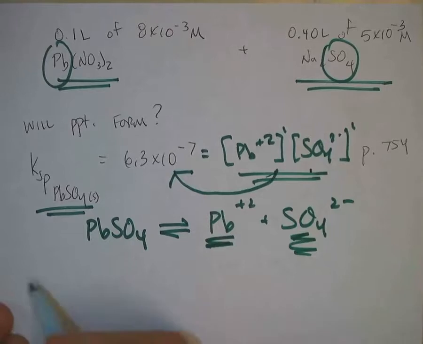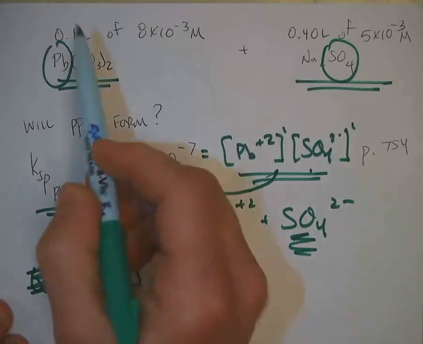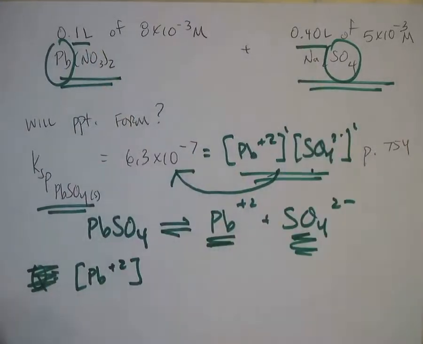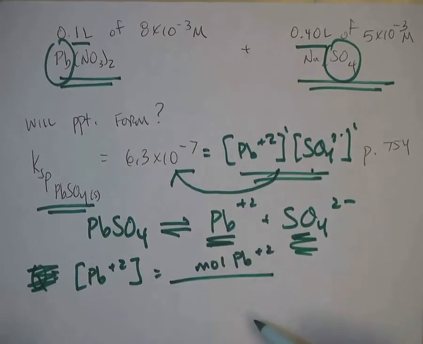Let's do that really quick. So the concentration of Pb +2 ions in here, once these two solutions are mixed, notice it's a 0.1 liter and a 0.4 liter, would be equal to the moles of Pb +2 that are in there divided by my total number of liters.